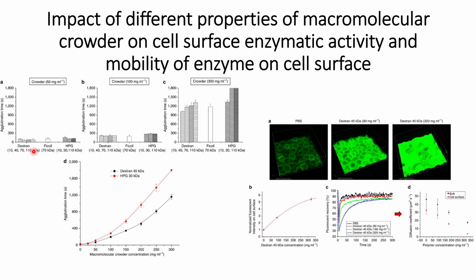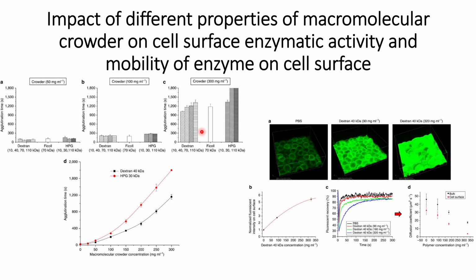So they used different macromolecular crowders of different molecular weight. It is dextran at different molecular weights, ficoll and HPG, and they see a low enzymatic activity at 50 milligram per ml and also at 100 milligram per ml. But for 300 milligram per ml, they see a high enzymatic activity, and the enzymatic activity is highest for the HPG at 30 and 110 kilodalton compared to the dextran and ficoll.